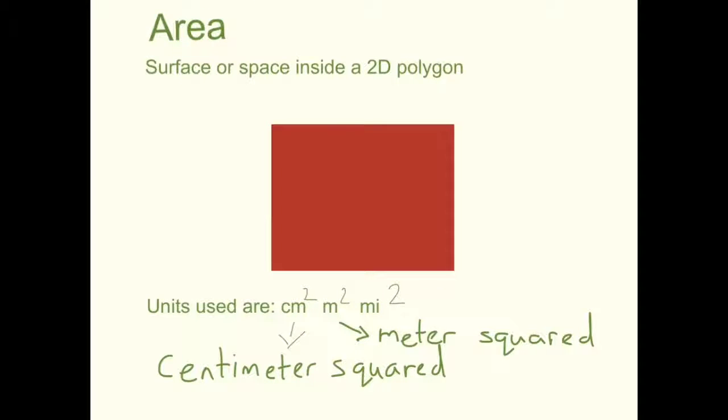Area. Well, what is area? Area is the surface or space inside a 2D polygon. So all the space inside this shape. Area is measured in the following units: centimeters squared, meter squared, miles squared, and so on. We are using units of length.